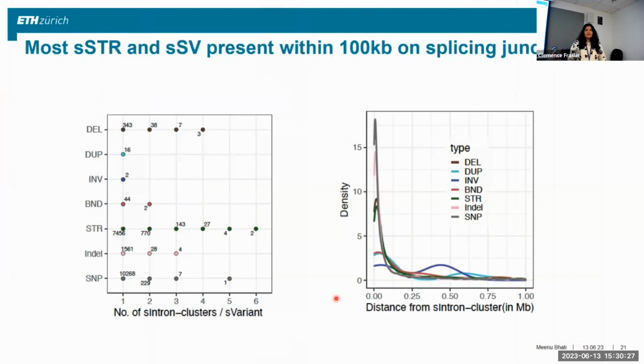And similar to eQTL, here we identify that these STRs and SVs are even closer to the splice junctions, present within only 100 kb in the data. And among these, mostly deletions and STRs were associated with multiple intron clusters, which could be part of the same gene or multiple genes.